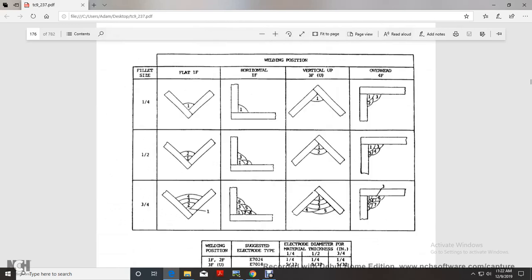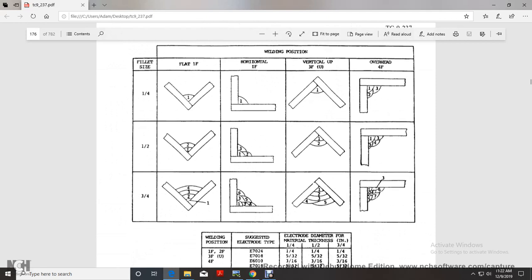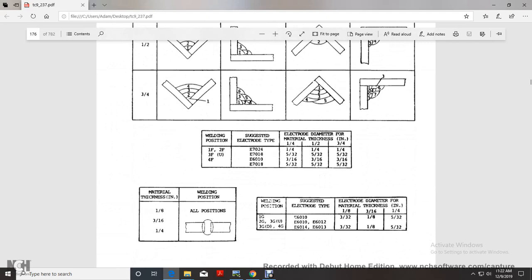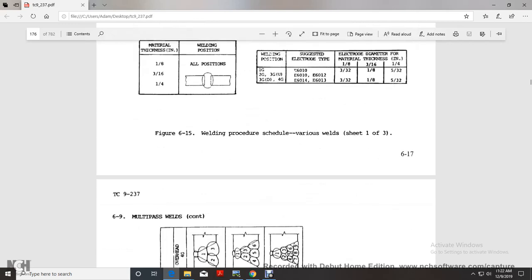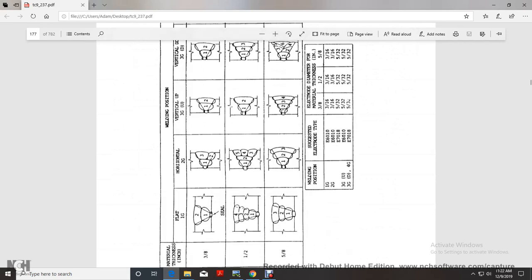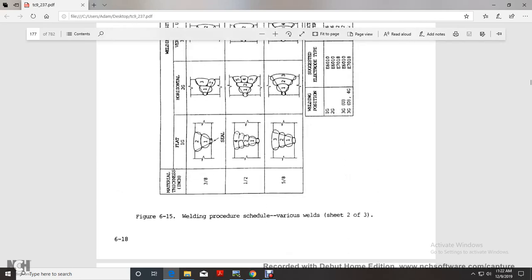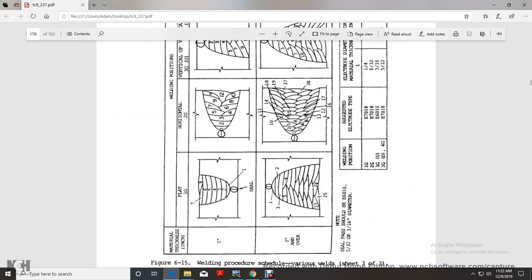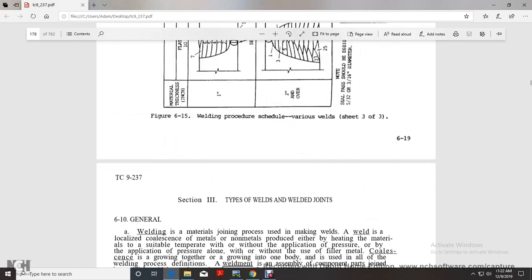And this shows your welding joint: 1F horizontal, 1F vertical, 3F overhead, 4F, fillet size 1/4, 1/2, and 3/4, welding position, electrode type, diameter, material thickness, and welding position, all positions, and suggested electrode type and electrode diameter for the thickness. Alright, multi-pass welds, and it shows you how to stack your multi-pass welds, and even more welding passes.